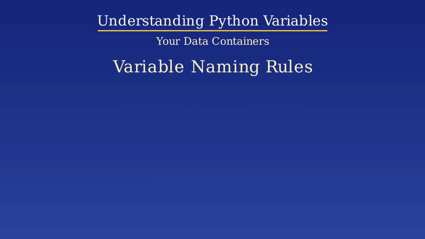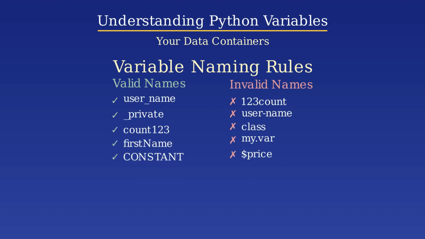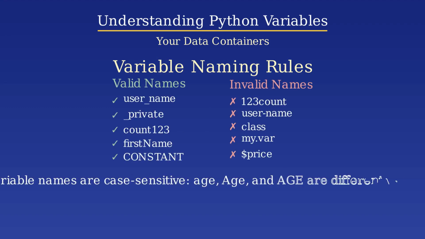When naming variables in Python, there are some important rules to follow. Remember, variable names must start with a letter or underscore, cannot start with a number, and can only contain alphanumeric characters and underscores. Also, variable names are case-sensitive, so age and Age are treated as different variables.